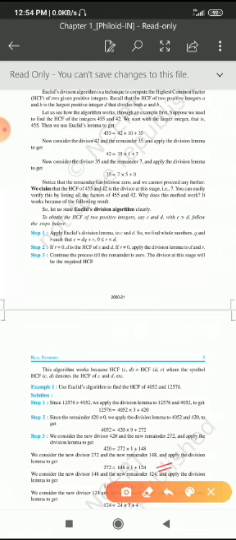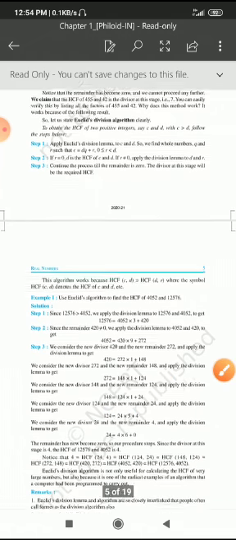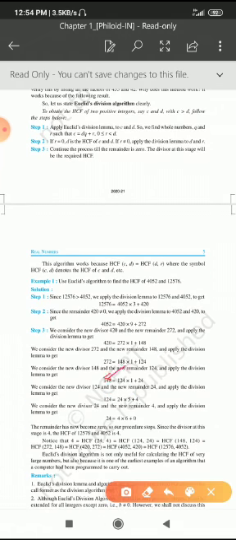Again the remainder is not 0. So continue the process. This divisor will be the dividend. 148 will be the dividend and 124 will be the divisor. So 148 is equal to 124 into 1, and 24 is the remainder. Again continue. 124 will be the dividend and 24 will be the divisor. 124 is equal to 24 into 5 plus 4 as the remainder. Again continue. 24 will be the dividend and 4 will be the divisor. 24 is equal to 4 into 6, and the remainder is 0.